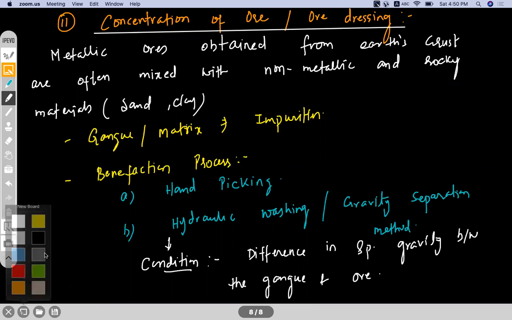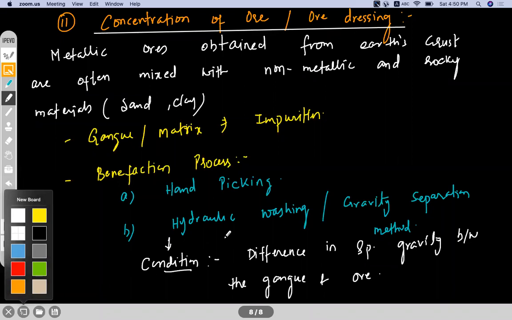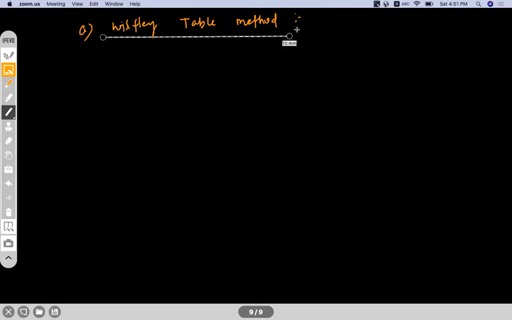Okay. Now, under this hydraulic washing or gravity separation, we also have different methods again. So under this, you write down, we have two methods. The first one, you write down A, that is the Wilfley table method. Wilfley table method. Correct.